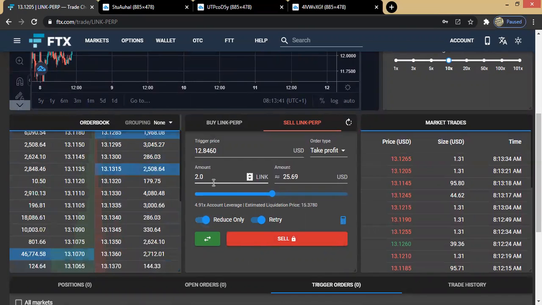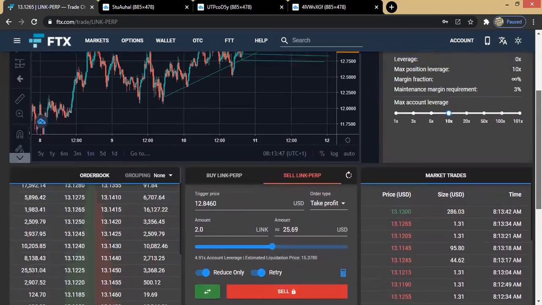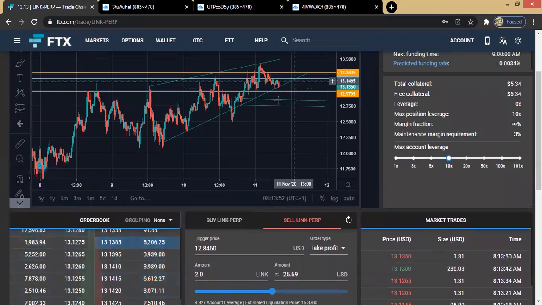So the only thing you have will now be the remaining quantity, or the remaining amount of the order that you are yet to utilize or sell, because you are waiting for the next target, which is 12.7460.